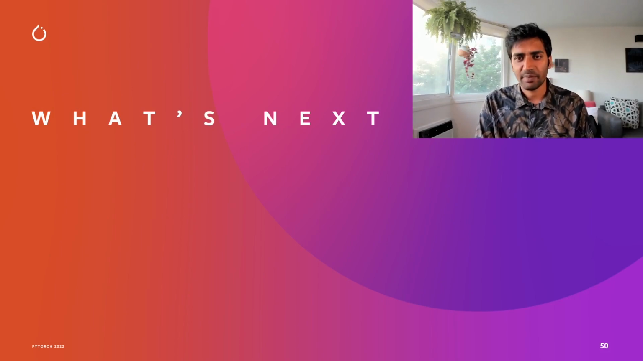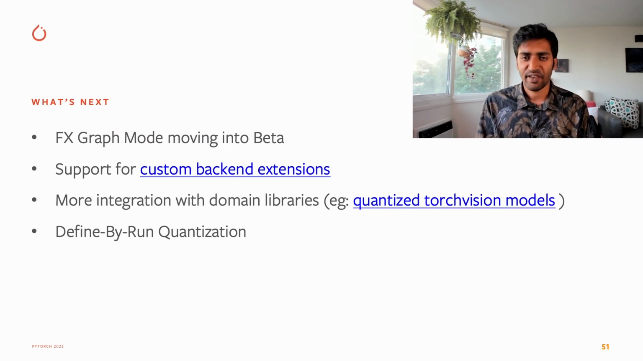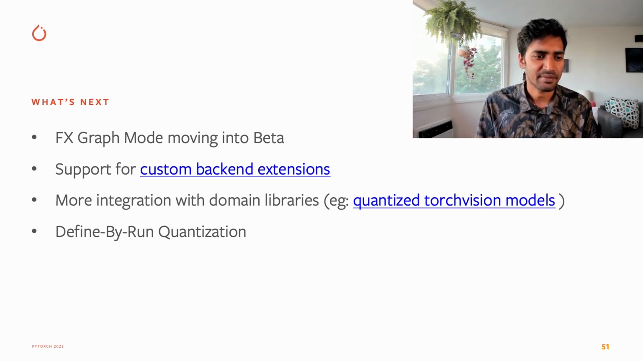So what's next in PyTorch quantization? I think we are really excited that FX graph mode is moving to beta. It's going to be a more stable API, and we look forward to your feedback. We are also extending support to custom backends. So we are not just limiting our users to x86 or ARM CPUs. Follow along in the RFC to keep track of progress in this space.